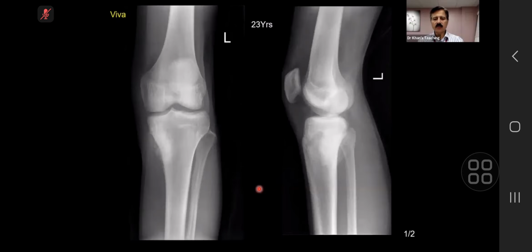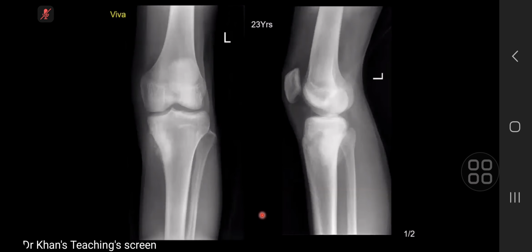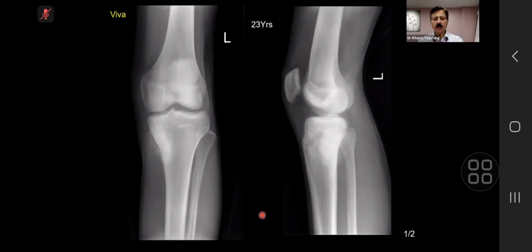And why less likely Ewing sarcoma? Because of the location within the bone. And number one. Sorry, and also because of the prominence of the bone-forming nature of the tumor.